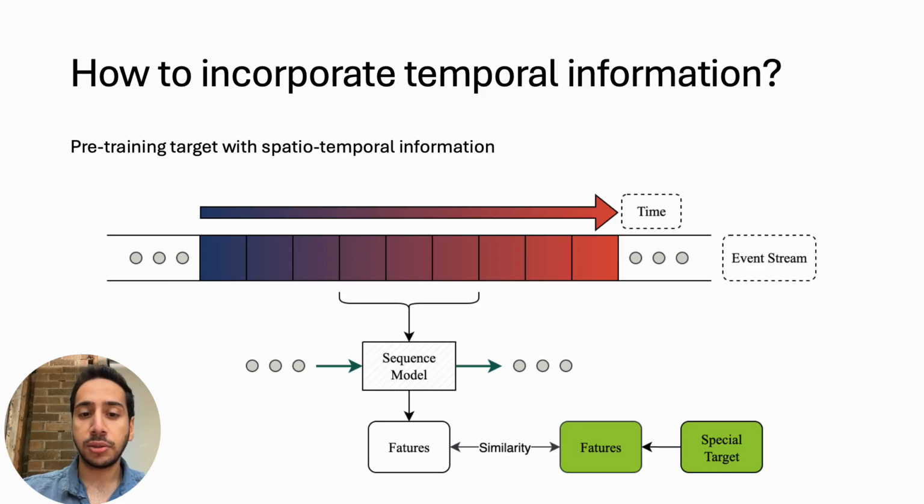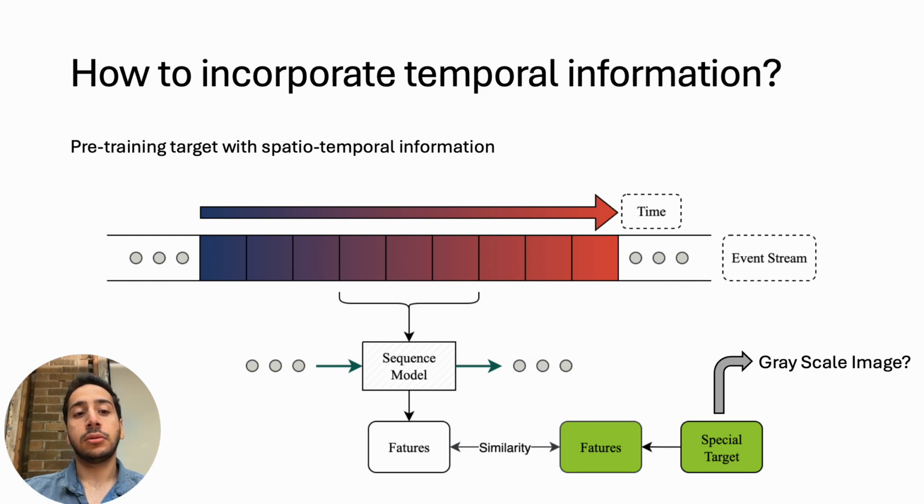But what can be this spatial target? Well, one solution is grayscale images, right? Because if we process all the events from the beginning, given the initial brightness, we can reconstruct the grayscale images. What if we ask the model to process the events and predict the grayscale image? Unfortunately, this is impossible because most of the time we don't have labeled grayscale images, and we only have pure events.